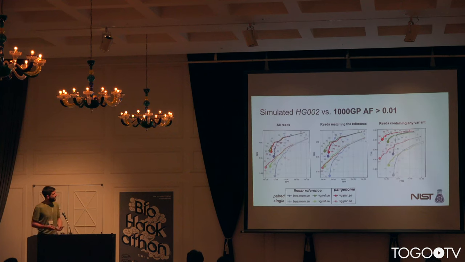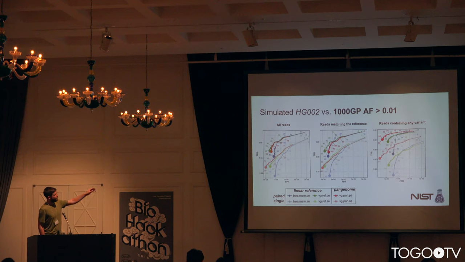And just to give a taste of how you could use this, this is a simulation where we took a sample that we don't know the truth in, and we simulate reads from that sample, and map them to the reference genome, or we map them to the pangenome. And we can see that when we map to the pangenome, in the aggregate, we do slightly worse than when we map to the linear reference, which you may say is problematic. And the difference is very small, though, in this particular case.